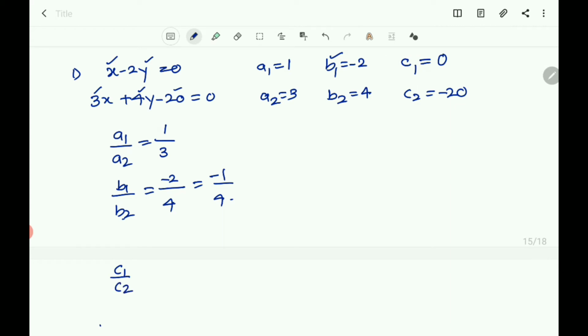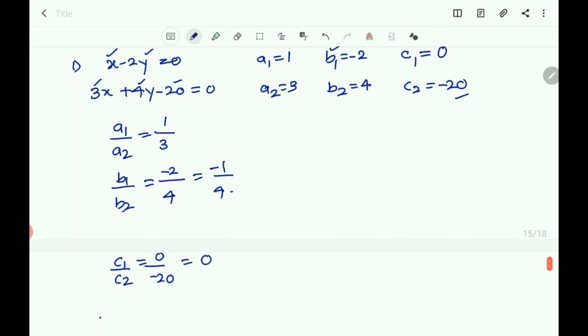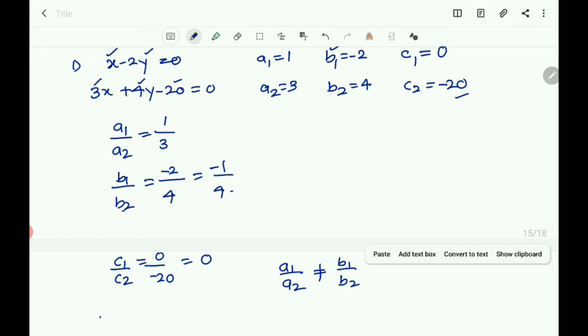c1 by c2. c1 is 0 and c2 is minus 20, so you will get 0 here. So what can you conclude here? You know that a1 by a2 is not equal to b1 by b2.